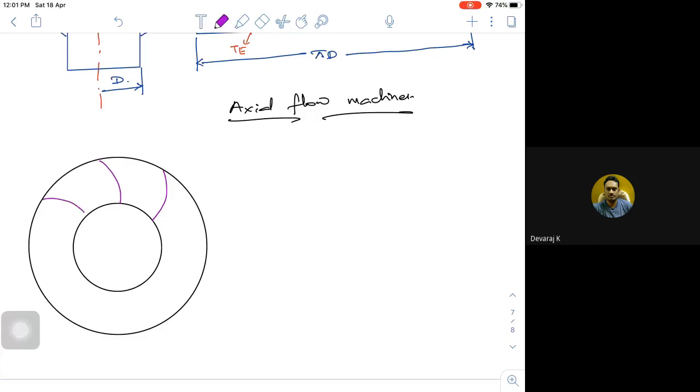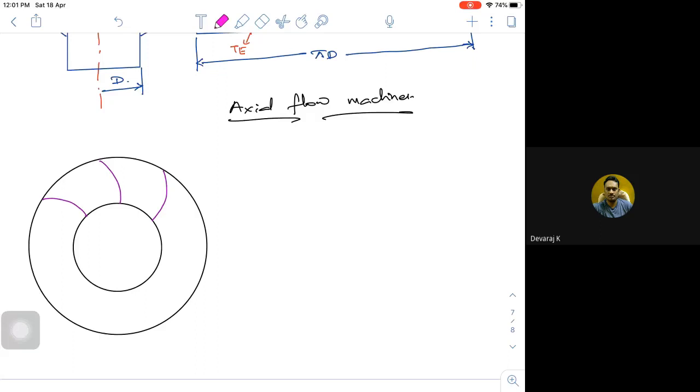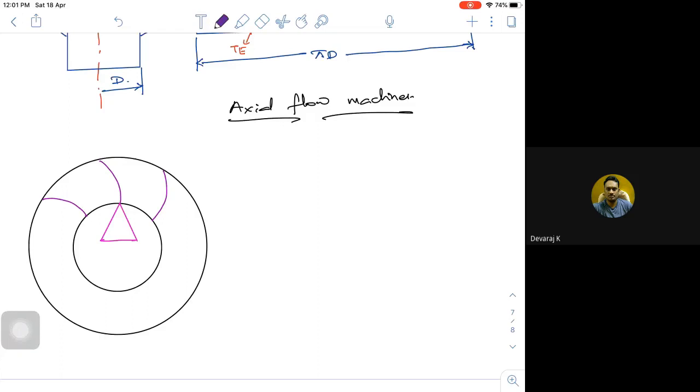Fine. Now, where will be my triangle? The triangles have to be constructed at this particular point. Fine. So this is a turbine. I'll show the directions. I'll try to explain. Okay.